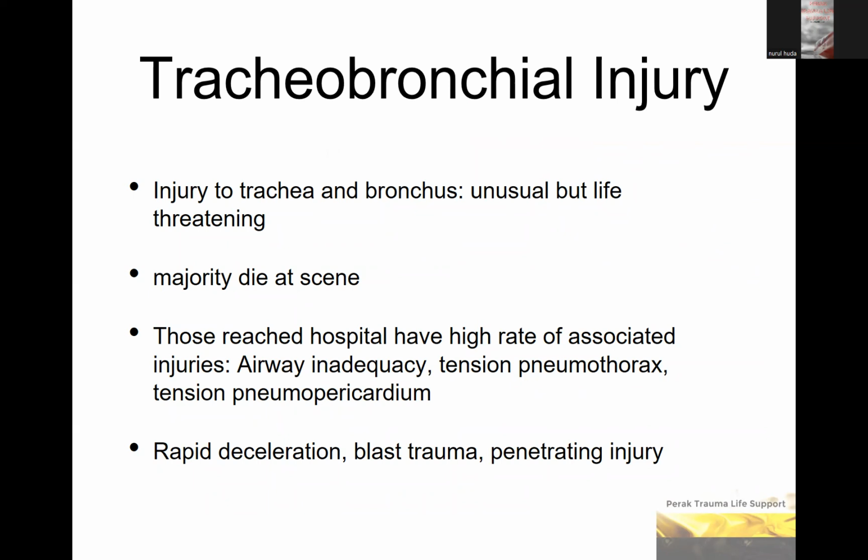However, for those able to reach the hospital, we have to bear in mind that they will have a high rate of other associated injuries such as airway inadequacy, tension pneumothorax, and also tension pneumopericardium. The mechanism of injury that results in tracheobronchial injury usually involves high impact injury, with rapid deceleration that can occur during a fall or a motor vehicle accident. Okay, and other mechanisms of injury include blast trauma or penetrating injury to the tracheobronchial area.